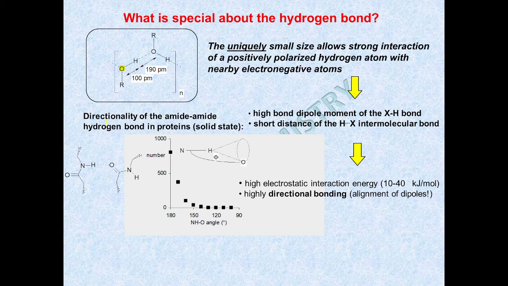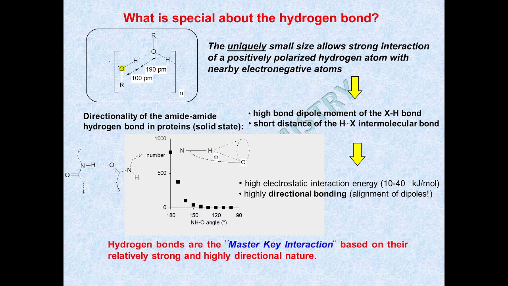If we look at the directionality of the amide-amide hydrogen bond in proteins in the solid state, we can have a look at the structure here. This is the amide hydrogen bond, where hydrogen is attached to a nitrogen atom and further makes hydrogen bonding with the oxygen atom of another amide molecule. So this is the manifestation of the directionality of amide-amide hydrogen bonding in protein, because in protein it's about the amino acids. Therefore we can conclude that hydrogen bonds are the master key interaction based on their relatively strong and highly directional nature. These two points, relative strength and high directionality, make hydrogen bonding play a significant role in incorporating new characteristics in supramolecular chemistry.